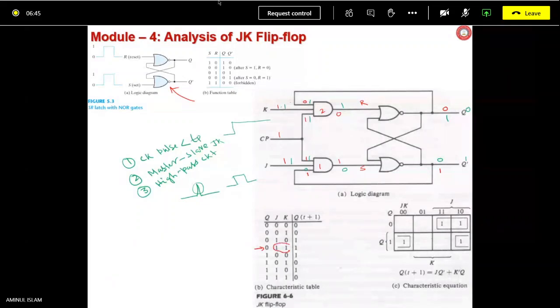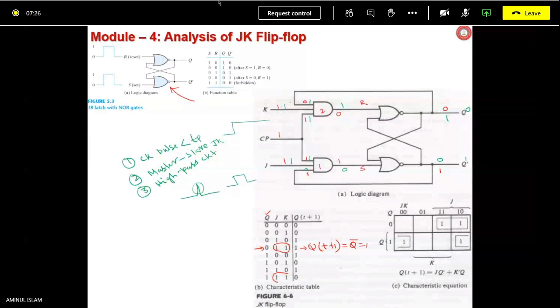If both are high, then the output will be toggling. Okay, Qt plus 1 will be what? Sorry, not this one. Qt plus 1 will be Q bar. Whatever earlier value was there, so 0 was there, now it is going to be what? 1. You can see here in this table. Similar will be the case here also.